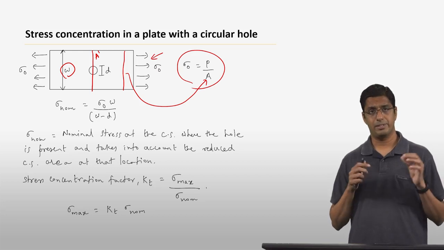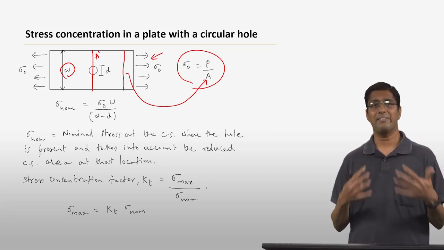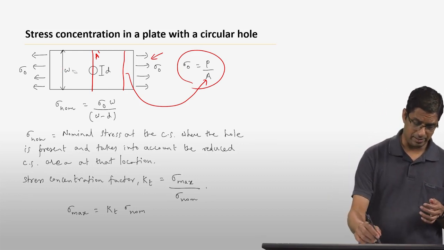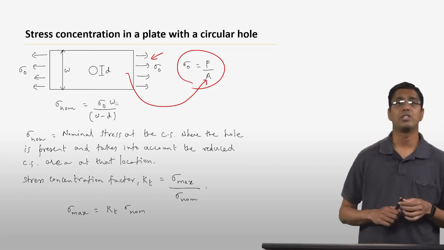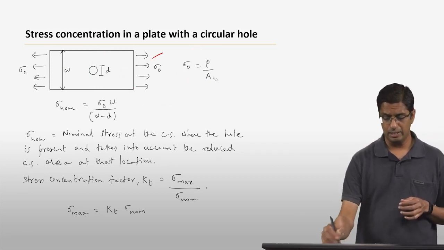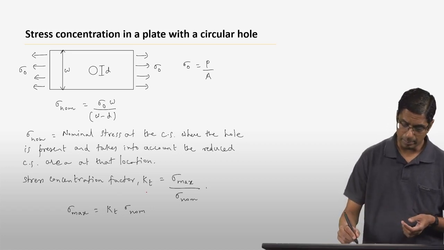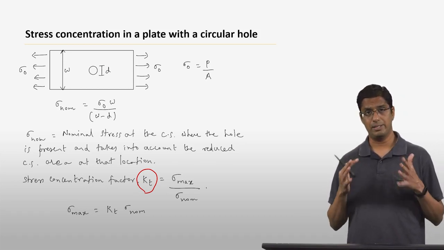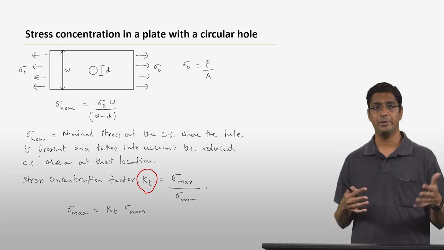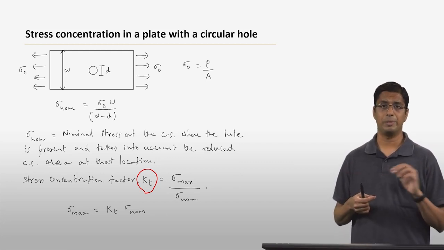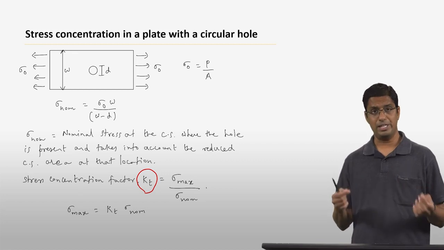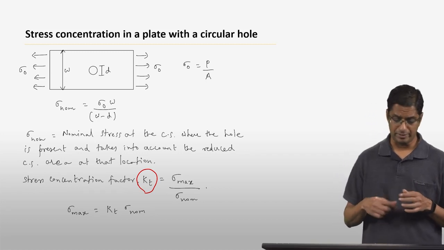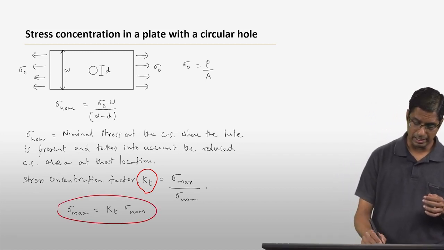So this sigma nominal, you can think of it as the average stress in the cross section where the hole is present. But the actual maximum stress in that area is going to be quite different, and that you can find out by using what is called a stress concentration factor Kt. Essentially you have an average stress in the cross section where you have the hole, but the maximum stress in that cross section is going to be different, and that is given by this ratio sigma max over sigma nominal, which is given by the stress concentration factor.